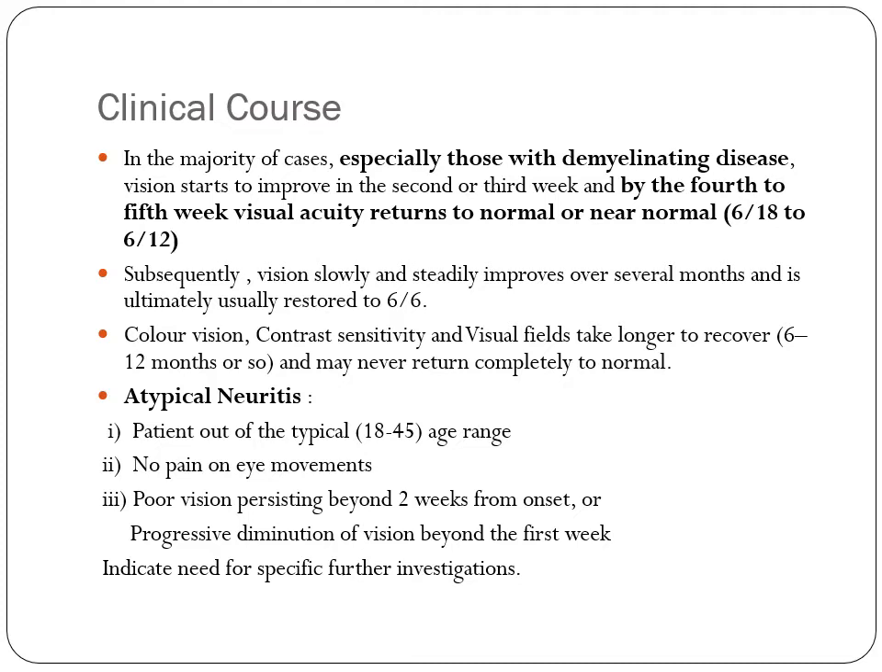So by the 4th to 5th week, visual acuity returns to normal. Subsequently, vision slowly and steadily improves over several months and is ultimately restored to 6/6. Color vision, contrast sensitivity, and visual fields take longer to recover and may never return completely to normal. So here you will have to remember that the patient presents with not only reduced central vision; color vision is affected, dyschromatopsia, especially for red-green. Contrast sensitivity is reduced. Visual fields show central, paracentral, or centrocecal scotomas.